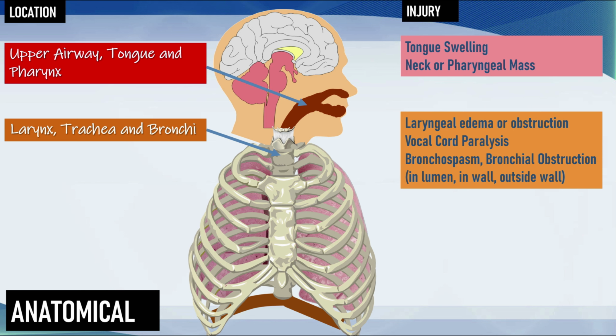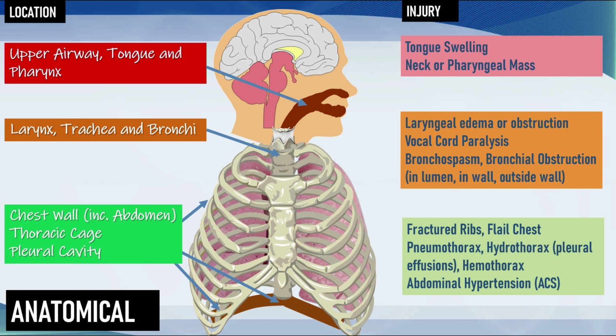or there can be a problem with the chest wall itself, including the abdomen, thoracic cage, and pleural cavity. In this situation, there could be fractured ribs, a flail chest, pneumothorax, hydrothorax, that's pleural effusions, hemothorax, and abdominal compartment syndrome. So there's lots of reasons why a patient can't breathe or won't breathe.